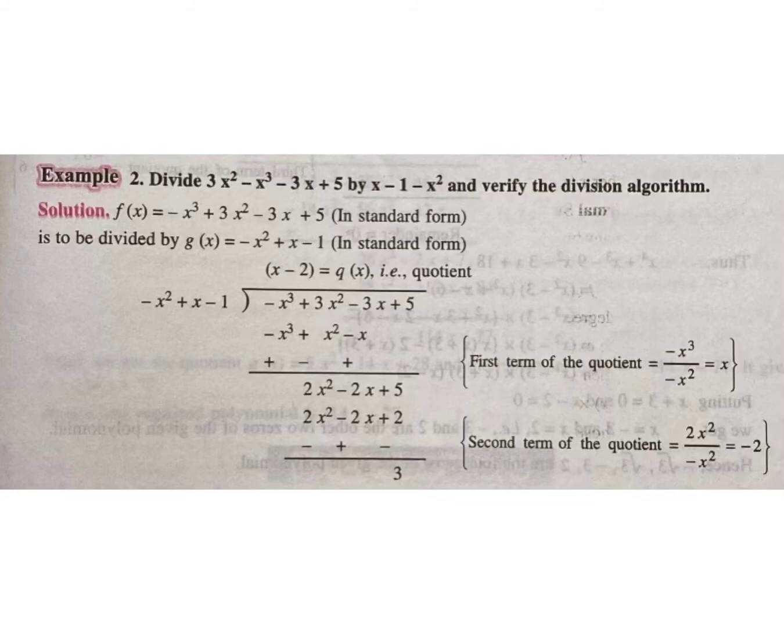Now for the division, multiply minus 2 by minus x square. You will get 2x square. Minus 2 by x, you will get minus 2x, and minus 2 by minus 1, you will get plus 2, which is the next step of the division. Now what you have to do? You have to change these signs. On changing the sign and adding, we'll get 2x square and minus 2x square will get cancelled. Minus 2x plus 2x will also get cancelled. And plus 5 minus 2 is 3, which is our remainder.